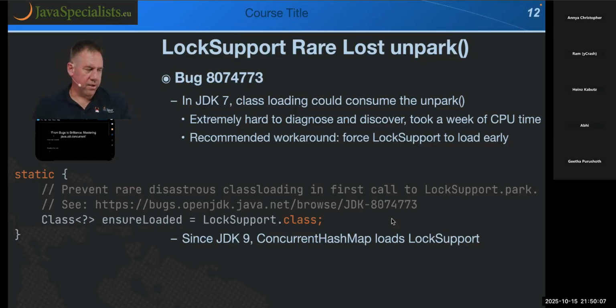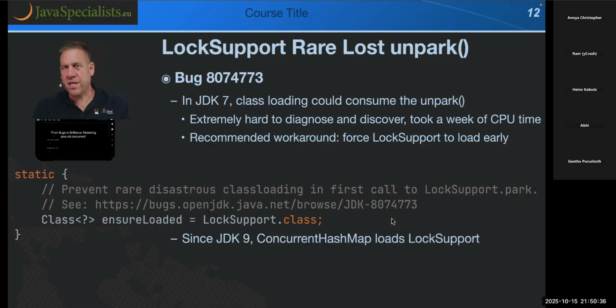But if it's not loaded, then you can end up with an unpark being lost or consumed by the class loader itself, and you end up with these problems. Now, in Java 9, the concurrent hash map loads lock support, and it's a different class loader. So I tried to figure out, is this still a problem?